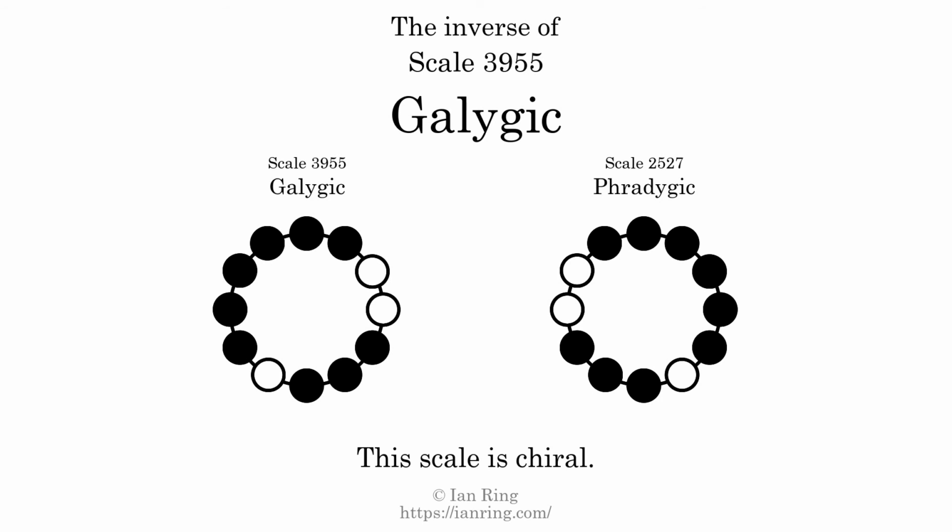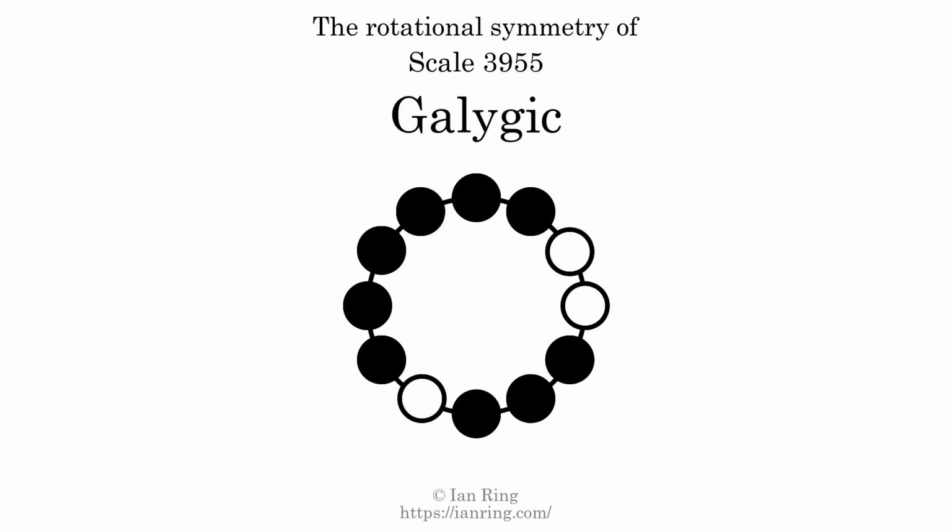The inverse of a scale is a mirror image. It is what you get when the sequence of intervals is reversed. The inverse of this scale is scale 2527, also known as Galygic. This scale is chiral. It cannot transform into its inverse by rotational transformation. This scale has no rotational symmetry.